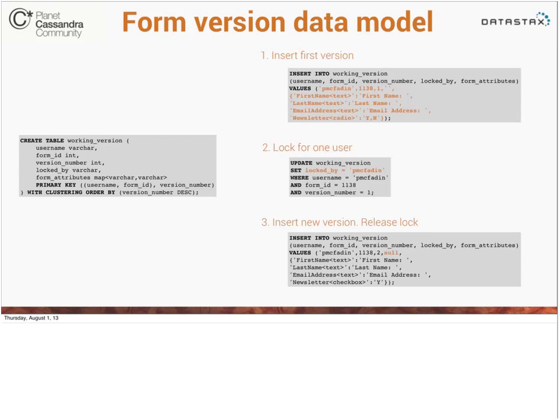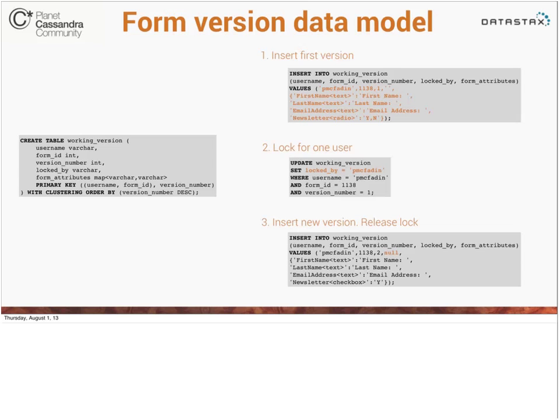But the created and the locked by is how we're going to make sure that we only have one user doing this at a time. And then the form attributes map is where all the real business is. That's a very cool use of the map, so you have a key value pair inside of your working version that's locked by a version number.